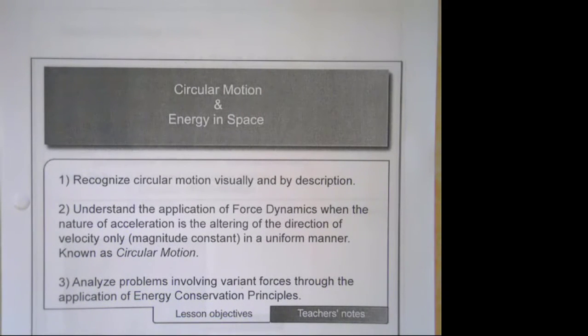Then we're going to analyze problems involving variant forces, which should ring a bell as an energy style of problem, and that'll be the back end of this unit. So you may want to copy those notes down right there. Just pause the video right now and get those into your book.